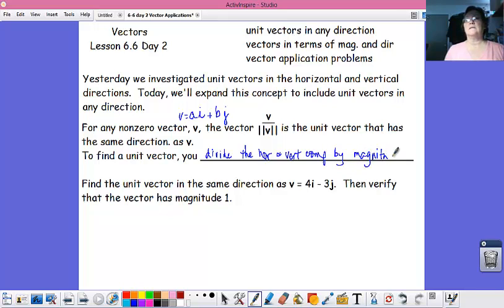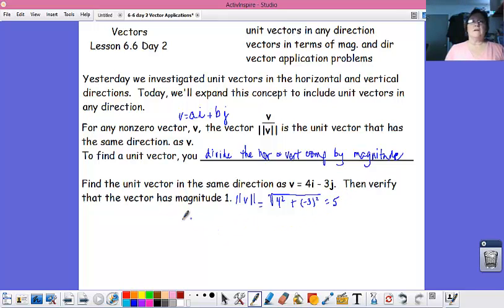And just to get us started, we're going to take a look at an example that asks us to do that. You're going to find the unit vector that's in the same direction as 4i minus 3j. So if you think about that, we've got to know the magnitude of that vector. And the magnitude is the square root of its a term squared plus its b term squared. That's a magnitude of 5.